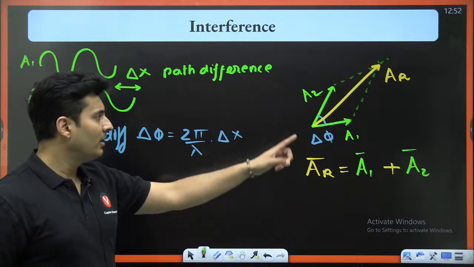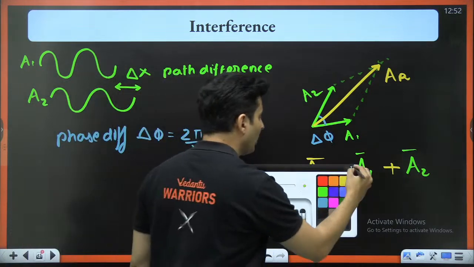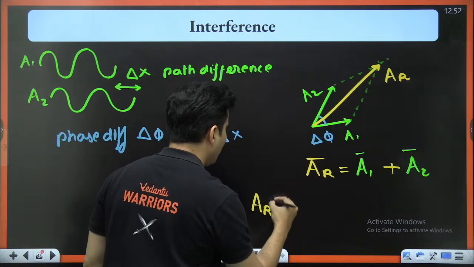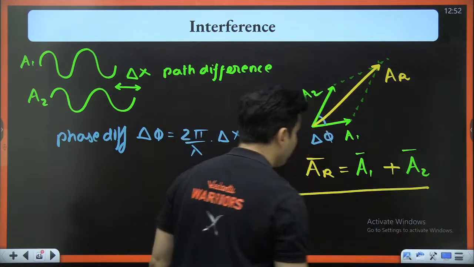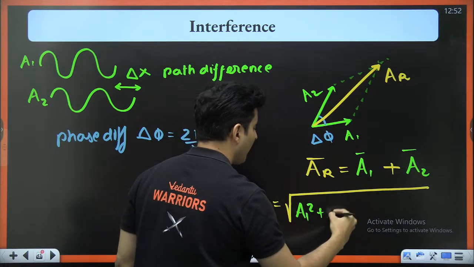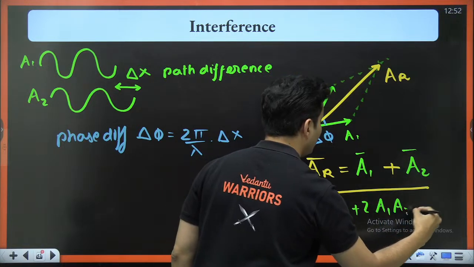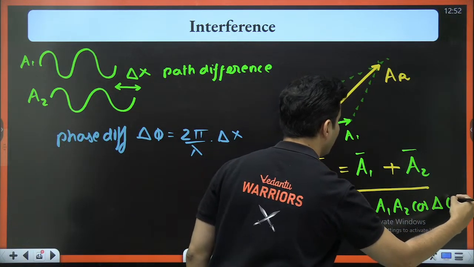So if you look at the magnitude of this, AR will be root of, use the vector formula, A1 square plus A2 square plus 2 A1 A2 cos delta phi.